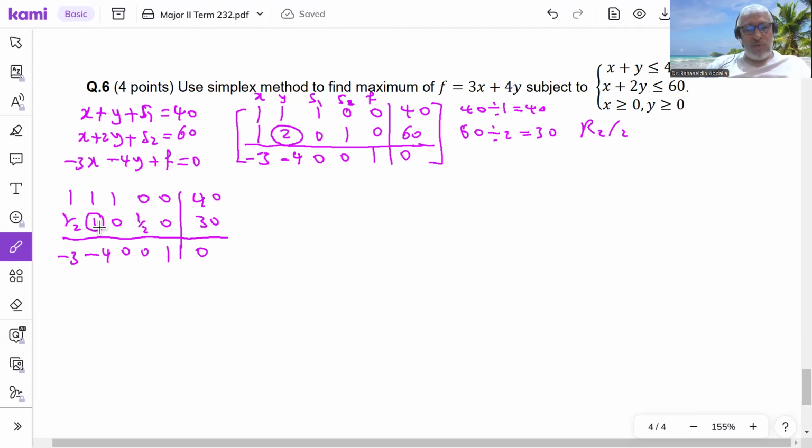Then I use this one to make the other numbers in the column zeros. So I need to use this one to make this number 0. So I will multiply row 2 by -1 and add it to row 1. And I will multiply row 2 by 4 and add it to row 3. I'll get a new matrix in which the second row is the same.